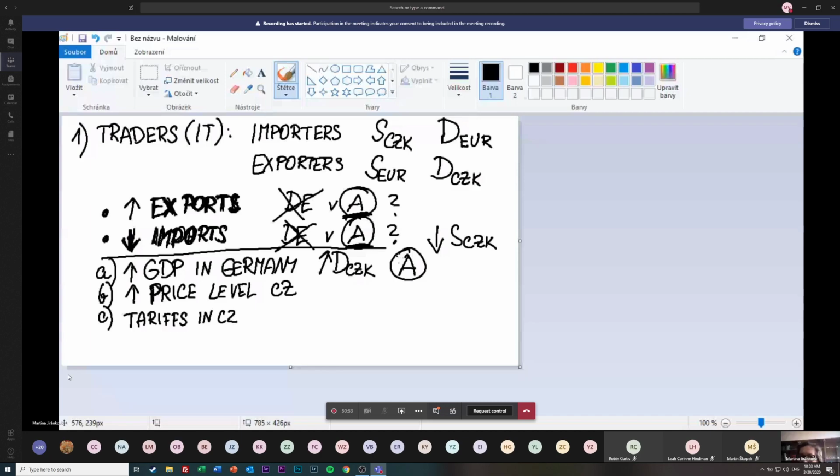Once more, our goods and services are now more expensive. We will export them less and we will import more because the German products are relatively cheaper. So what about the decrease in exports? You know that exporters are demanding Czech crowns. So there is a decrease in demand for the Czech crown.